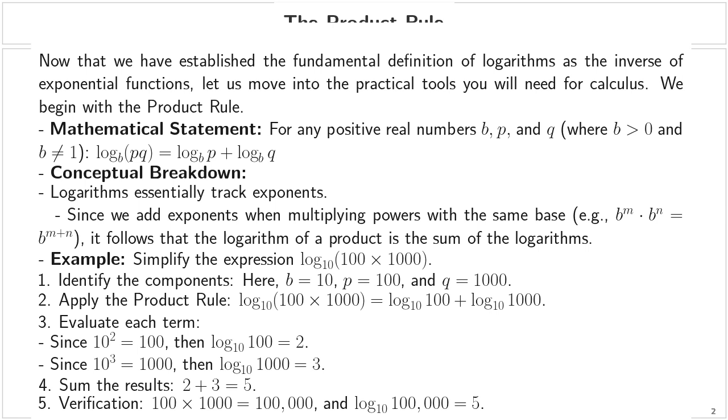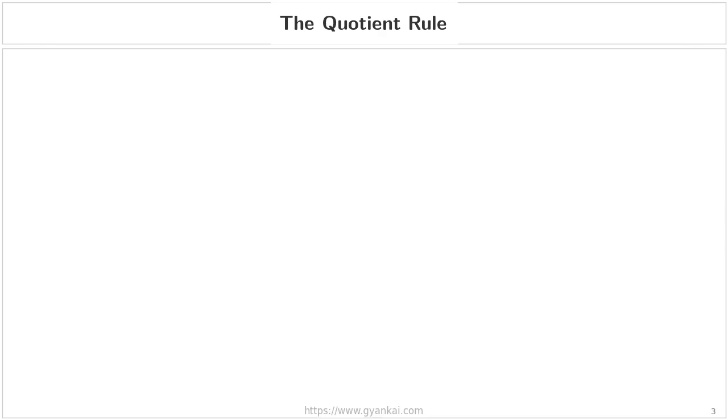Multiplication within a logarithm transforms into addition. This will be very helpful when we look at the quotient rule in the next slide, which handles division in a similar fashion. The quotient rule.